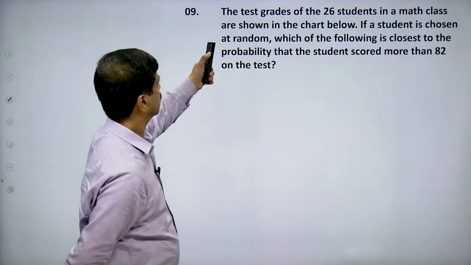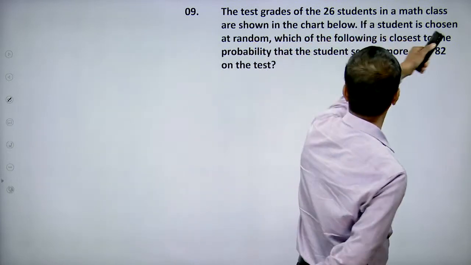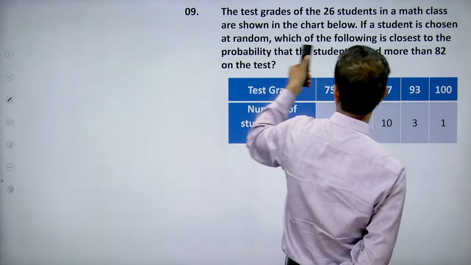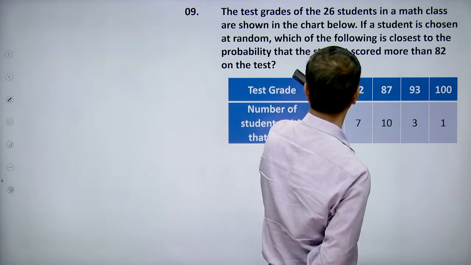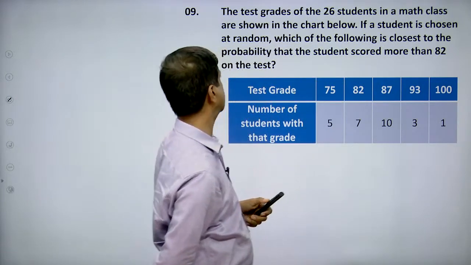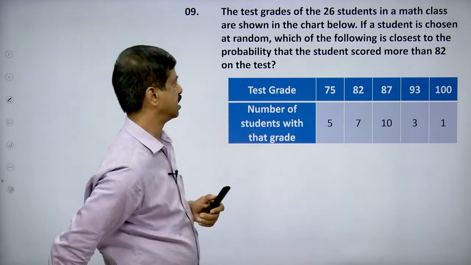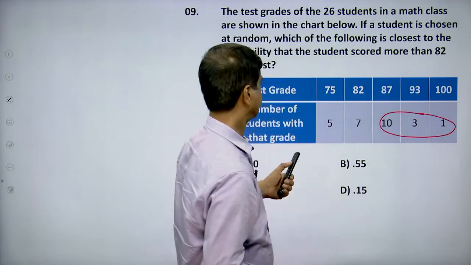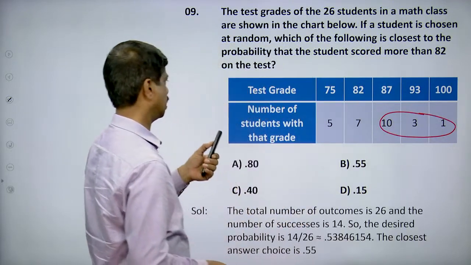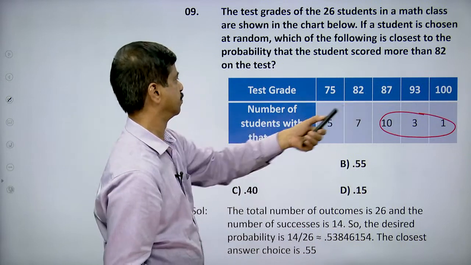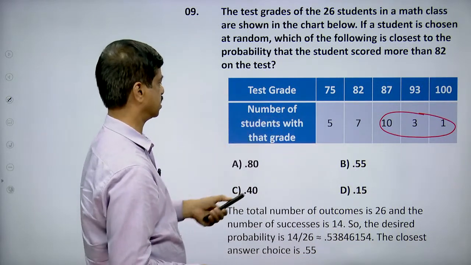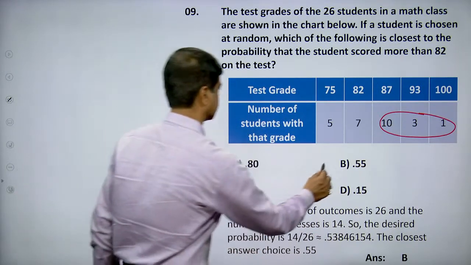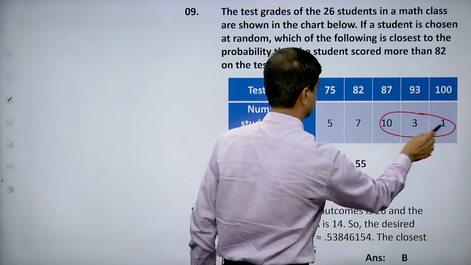Please fast. The test grades of 26 students in a math class are shown in the chart below. If a student is chosen at random, which of the following is closest to the probability that the student scored more than 82 on the test? More than 82 means these three bars. So probability is 10 plus 3 plus 1, that is 14, by the total. 14 plus 7 is 21, plus 5 is 26. 14 by 26 is the probability, which is 0.5.